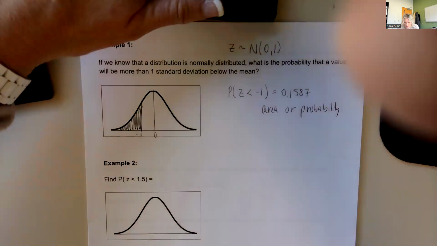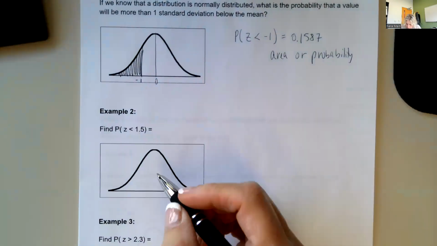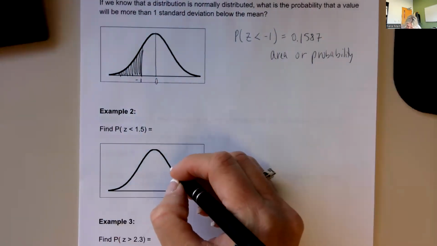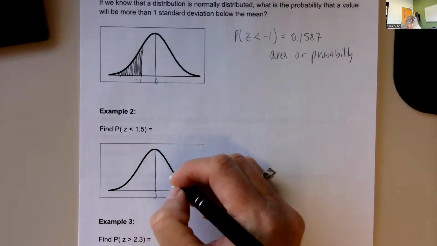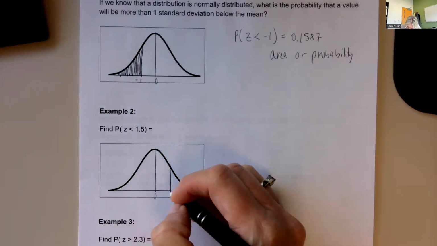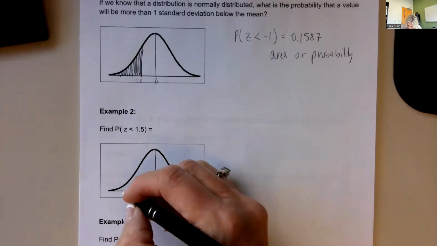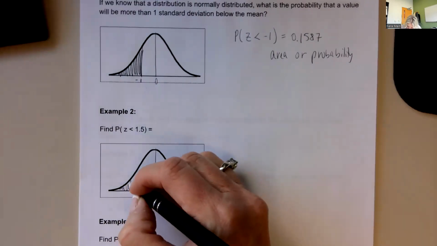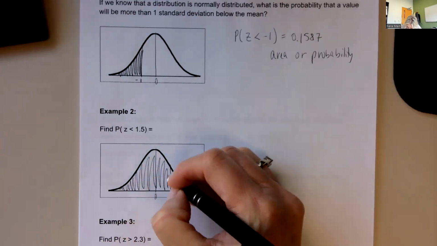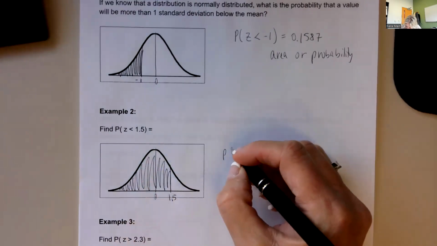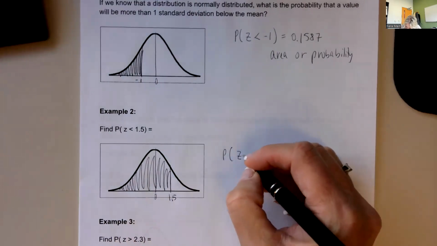Example 2 says, what is the probability that z is less than 1.5? So I'm going to mark 0, and 1.5 is going to be somewhere over here. And so again, we're shading everything to the left because it's less than. And so that looks like this.